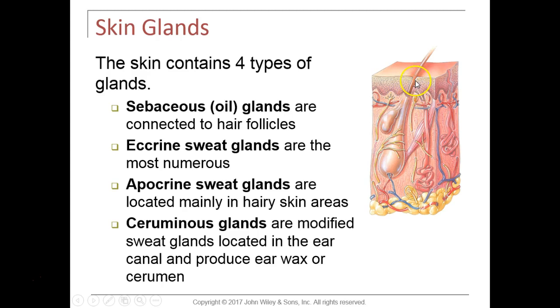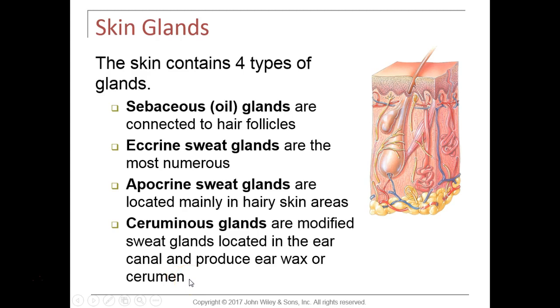This would cause a musky, sweaty smell, and these sweat glands become activated during emotional times or stressful times. So we sometimes call that emotional sweating or nervous sweating. We also have specialized glands, modified sweat glands in our ear canal. These are called ceruminous glands. These ceruminous glands produce earwax, which is called cerumen, which is a protective coating in our external ear canal.